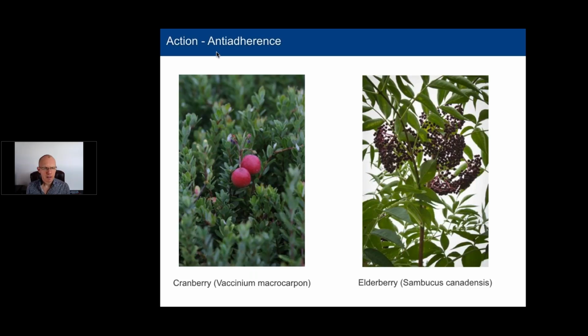So cranberries are displayed on the left-hand side. It's a cousin of blueberry. Both blueberries and cranberries have the same genus, Vaccinium. There are a few different types of blueberries and bilberries out there. Both of them seem to have activity and a protective effect against urinary tract infections.